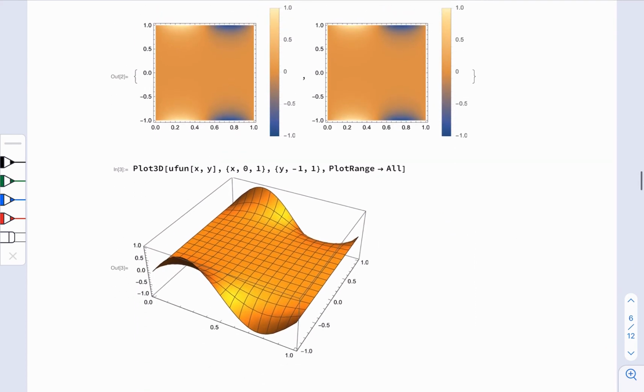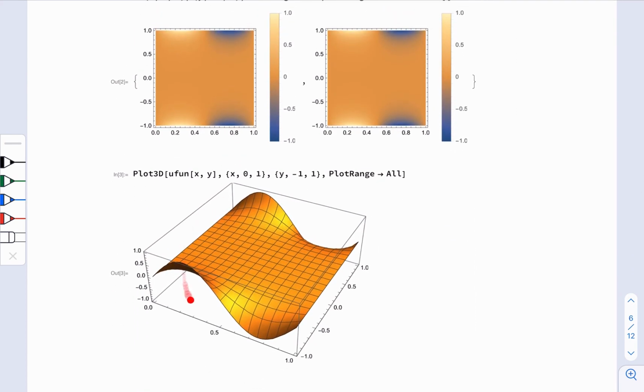And here I visualize the results in 3D. You can see that here on the edge they are 0, and on the other edge this is simply the sine function, and what's inside is simply the smooth average.